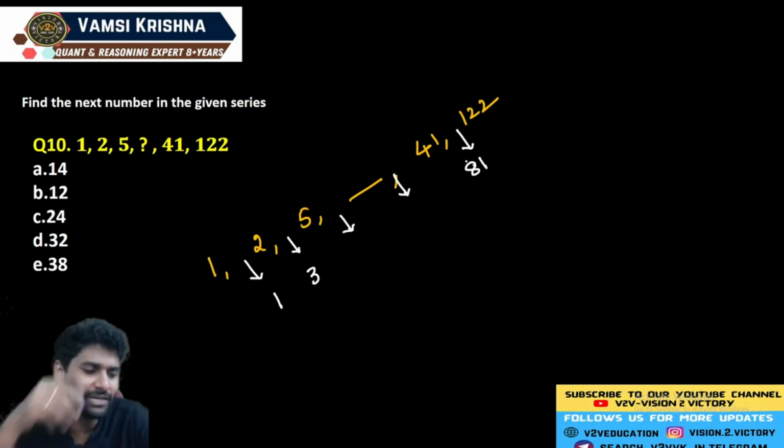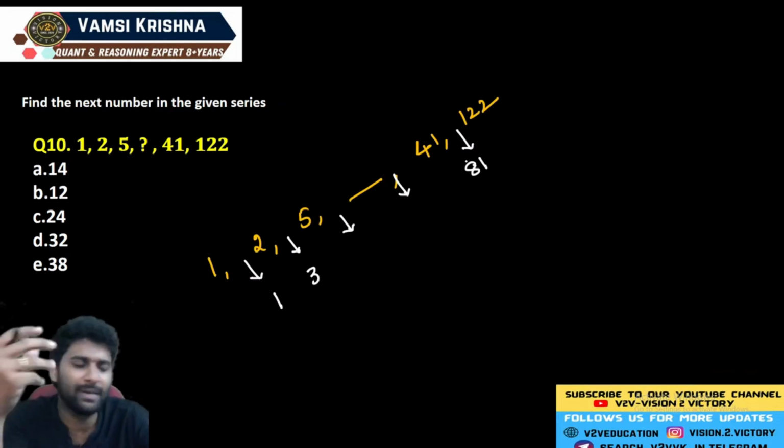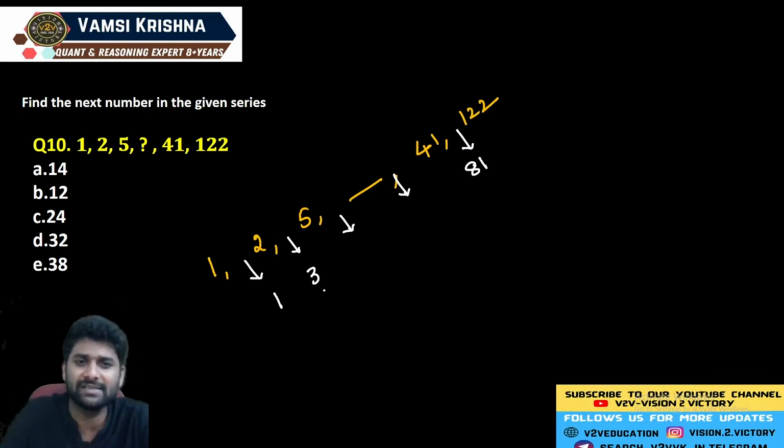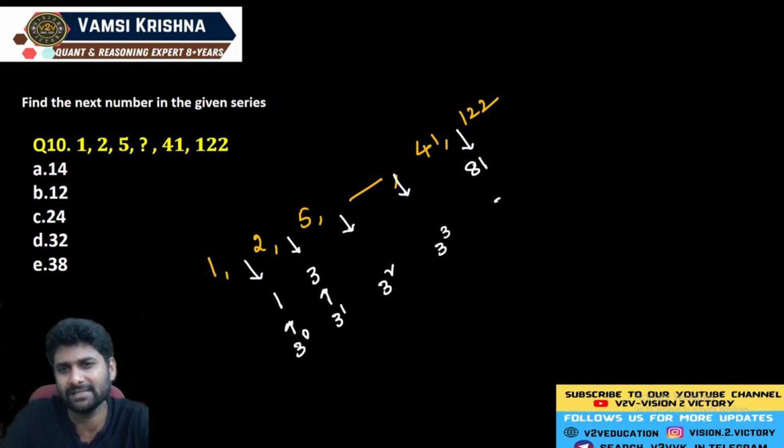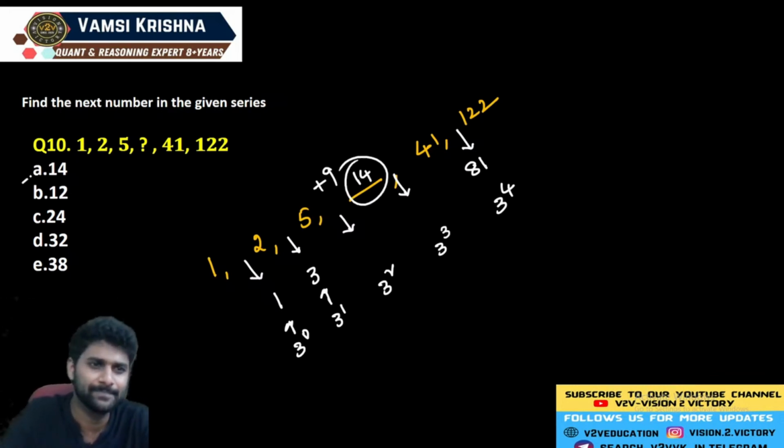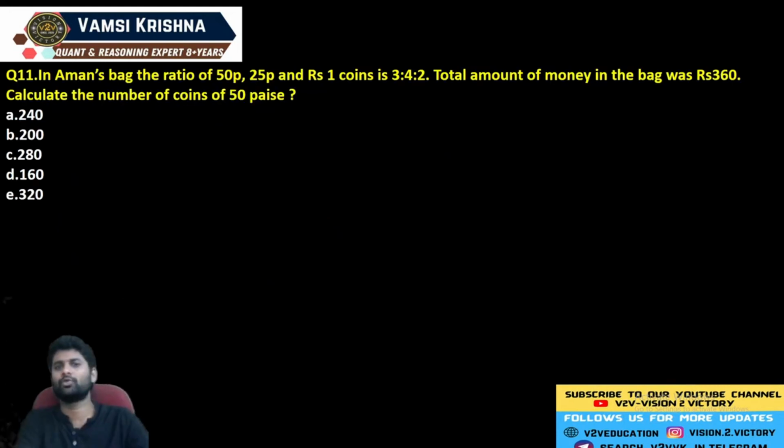Guys, 3 and 8. While seeing those two numbers, it is a part of 3 cycle. See, it's a value of 3 power 1. So can we take 1 as 3 power 0? Yes, of course. Now next value should be 3 square and 3 cube, and this is the value of 3 power 4. So 3 square is equal to 9 plus add 9, it becomes 14. So move on to the next one.